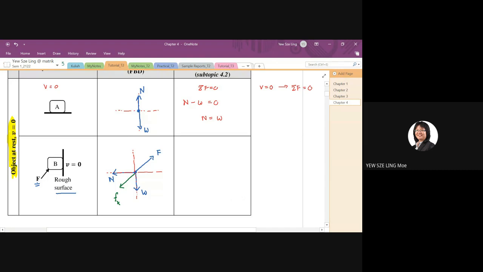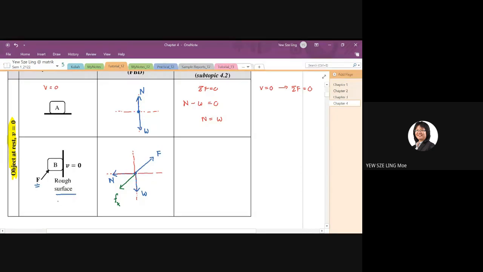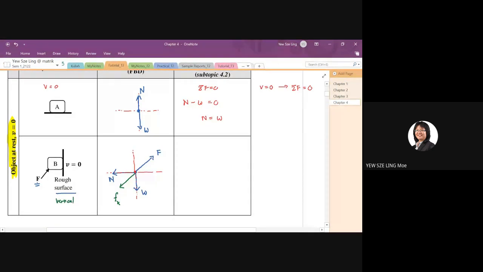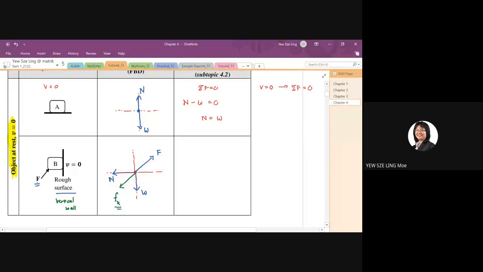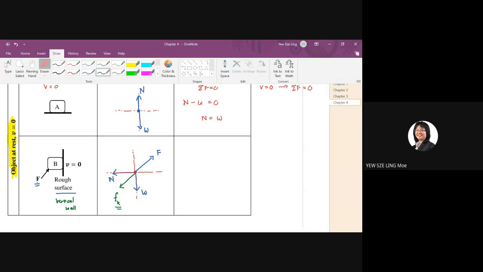Why? Because if you look at the diagram, the rough surface is a vertical wall. If you push this object, it won't go into the wall. What is going to happen? It will just move along the surface. So if you sketch your frictional force opposite to your external force, then you got the wrong idea. So this is wrong.